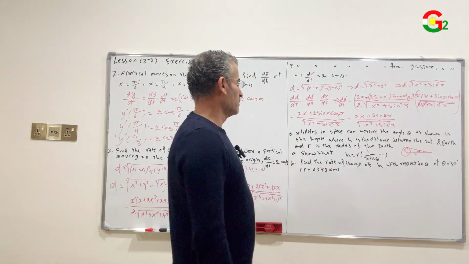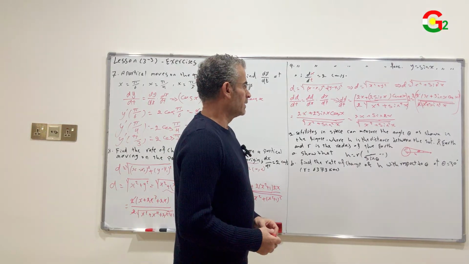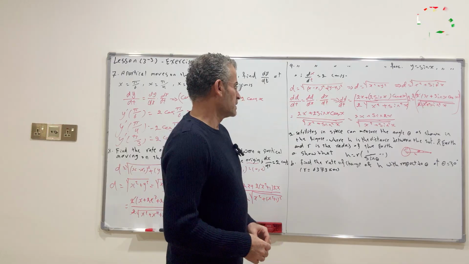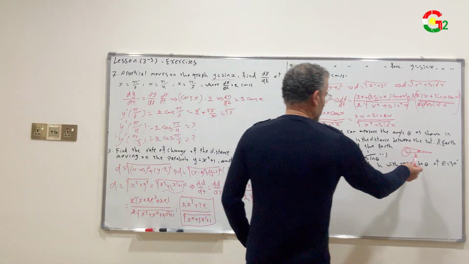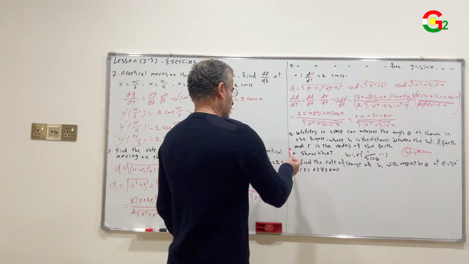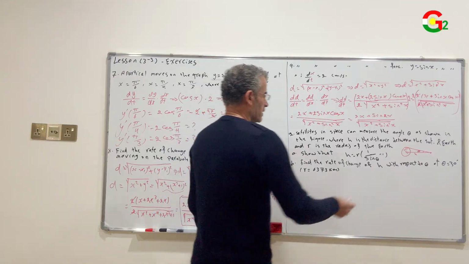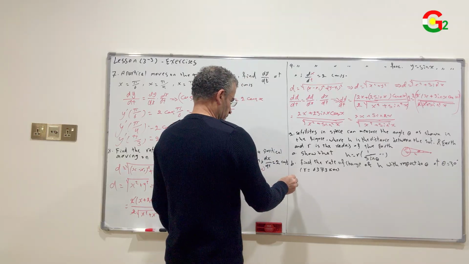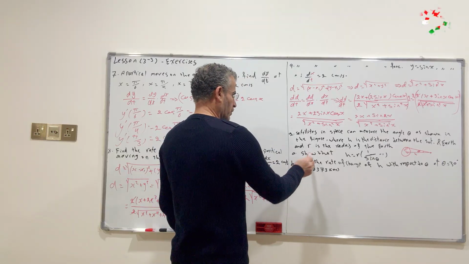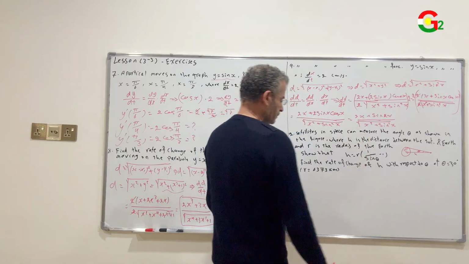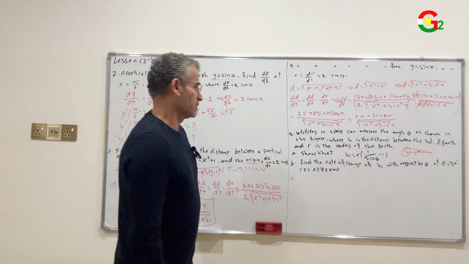Question number 12. A satellite in space can measure the angle theta as shown in the figure, where h is the distance between the satellite and the center of the earth, and r is the radius of the earth. Needed A: show that h equals r times (1 over sine theta minus 1).